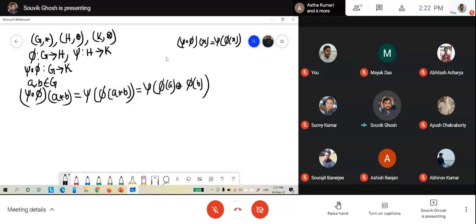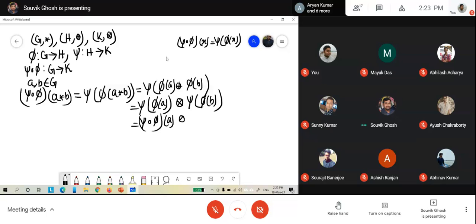Again, since this psi is a homomorphism, we can write psi of phi of A, this is Kronecker product, since we are going to this K set, psi of phi of B. So using this definition, we can write this is psi composition phi of A Kronecker product psi composition phi of B. So we have shown that if phi and psi both are homomorphisms, then this composition function psi composition phi is also a homomorphism.